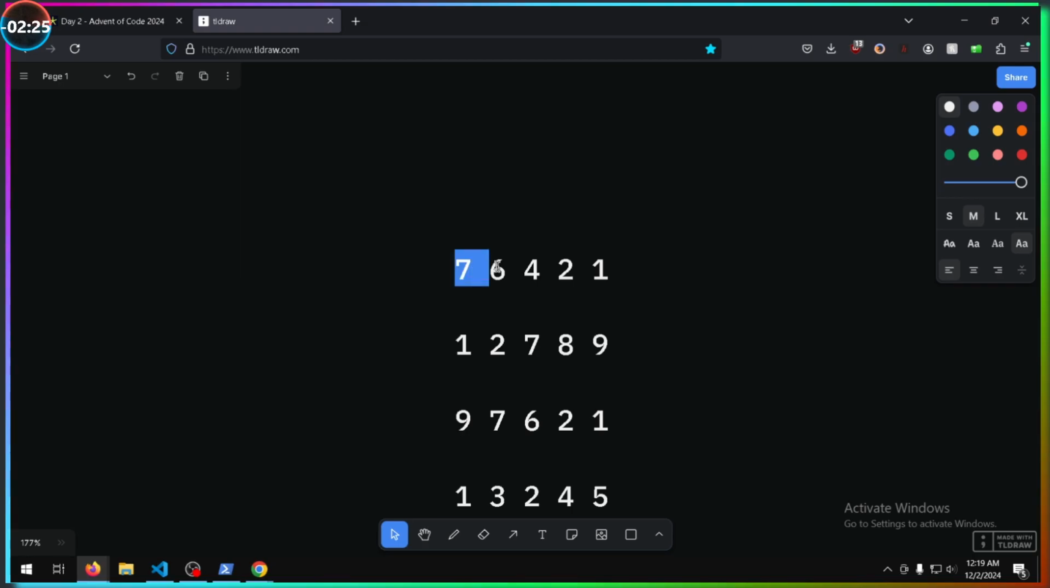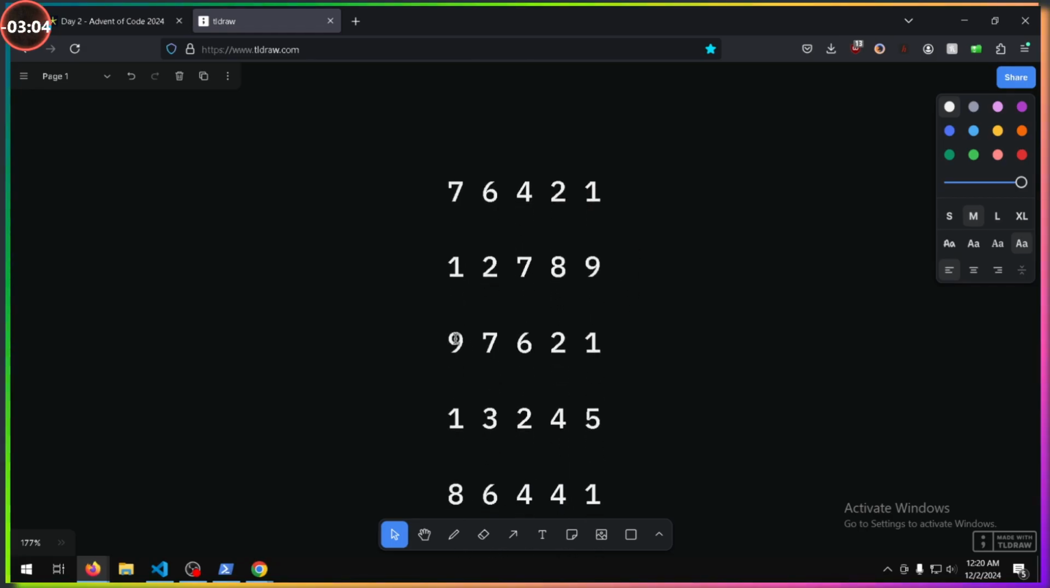So going from 7 to 6, it's a valid change. Going from 6 to 4, still valid because it's less than 3. 4 to 2, the difference is 2. It's valid. 2 to 1, completely valid. So that means the entire report is now safe. As opposed to this one, where we have an increase of 1, still safe, but then we have an increase of like 5. That immediately makes this an unsafe transition, which makes the entire report unsafe.